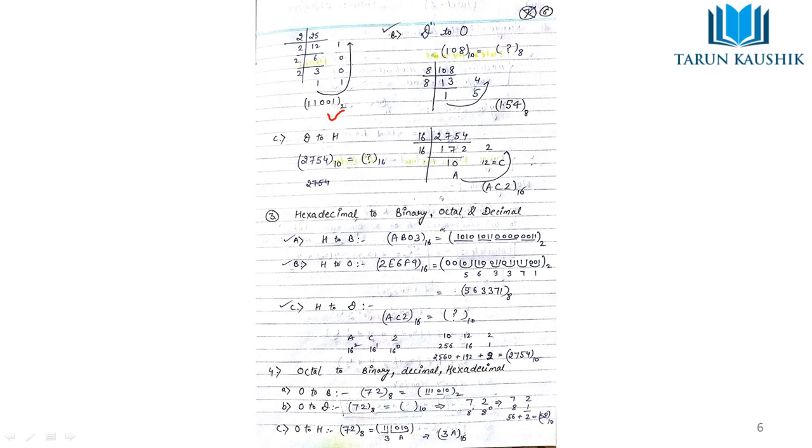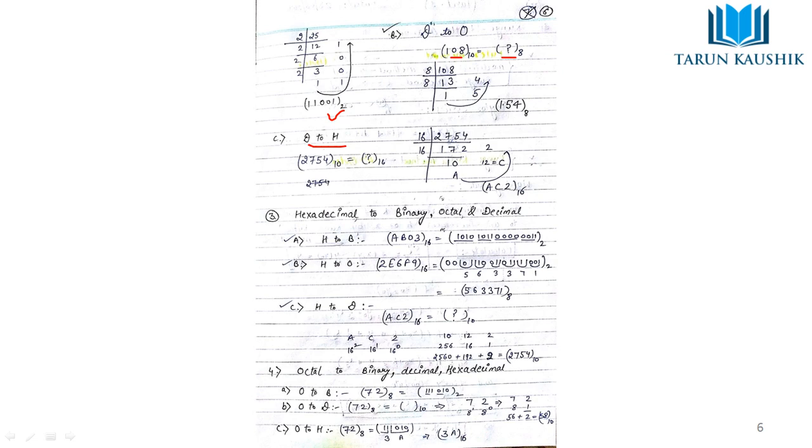Then D to O, that is decimal to octal. So 108 in decimal, how much is it equal to in octal form? Octal means 8. So divide this by 8, write down the remainders here, and write again in the reverse direction: 154. That will be the octal number of 108.